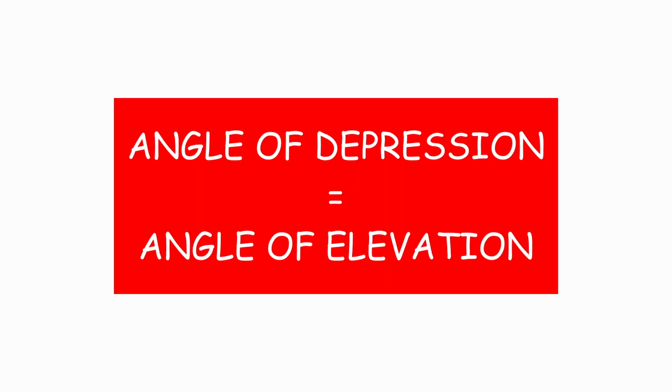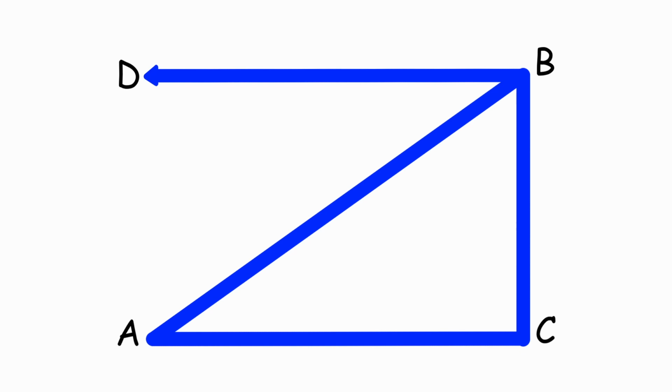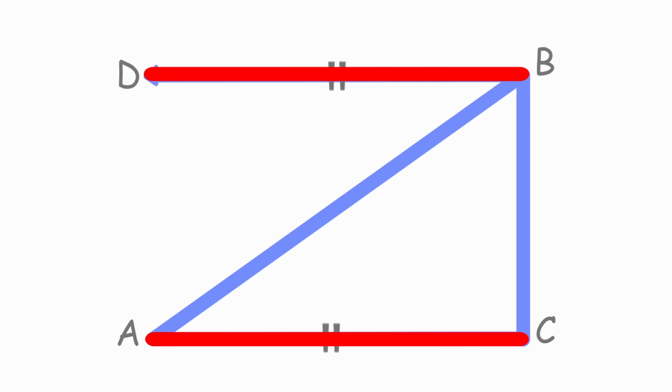Now, you might notice that the angle of depression is the same as the angle of elevation. This is no coincidence because the second method I mentioned is to simply use the angle of elevation as the angle of depression. This works in all scenarios because line DB is parallel to line AC since the distance between the two lines is constant at all points.